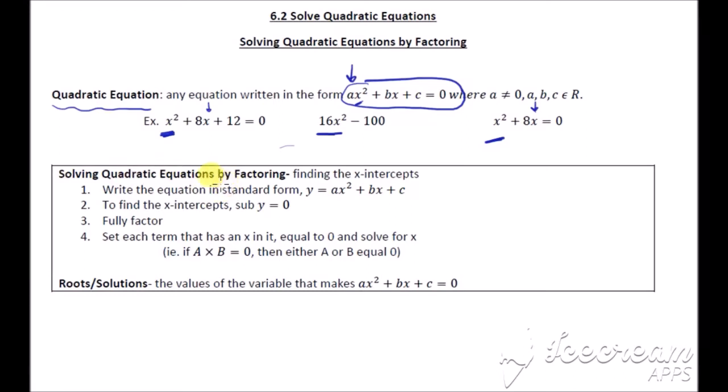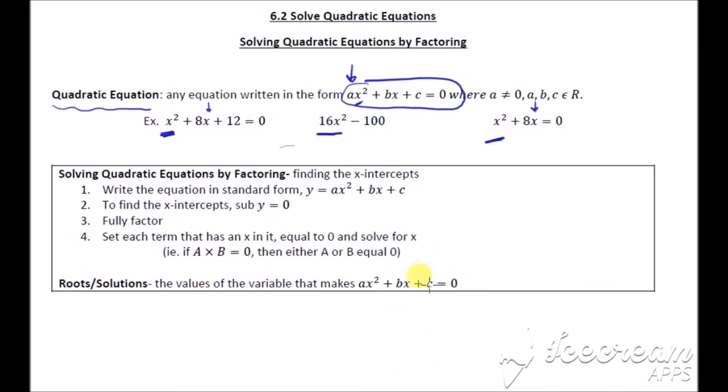So, solving quadratic equations by factoring. What we're going to do is find the x-intercepts, and there are 4 steps. So we're going to write the equation in standard form first. To find the x-intercepts, we sub y equals 0. Okay, we've seen this before. And then we're going to fully factor. And then we're going to set each term that has an x in it equal to 0, and we're going to solve for x.